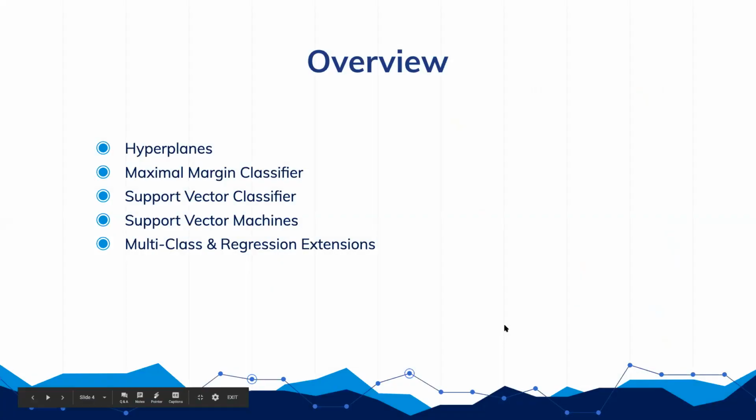Okay, so overview. Basically, we're going to start by looking at hyperplanes because they are the basis for all support vector machines. Then we're going to look at the maximal margin classifier, the support vector classifier, the support vector machine, and then some multi-class and regression extensions. So basically, we'll start from a very narrow scope, and then we'll enlarge from there.